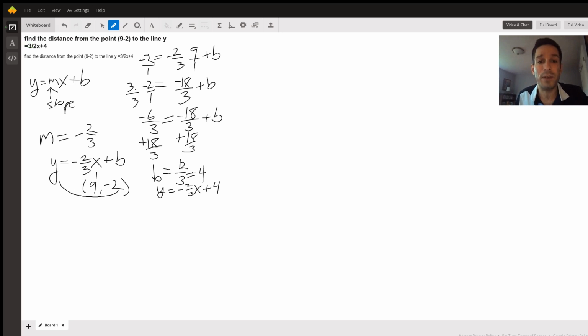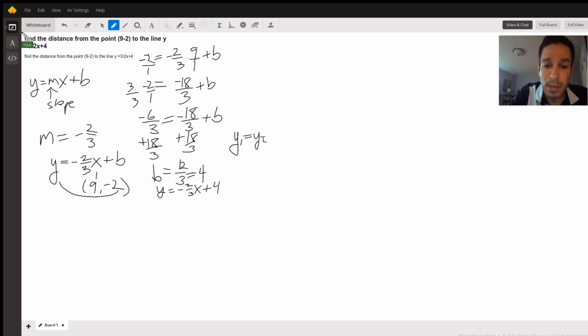Awesome. Now we need to find where these lines intersect. Once we have that point, we can compare it to the other point, the (9, -2), and use the distance formula. So we're going to do a substitution here. Remember, y = -2/3 x + 4, and y also equals 3/2 x + 4. When they intersect, they are going to equal one another, so y1 is going to equal y2.